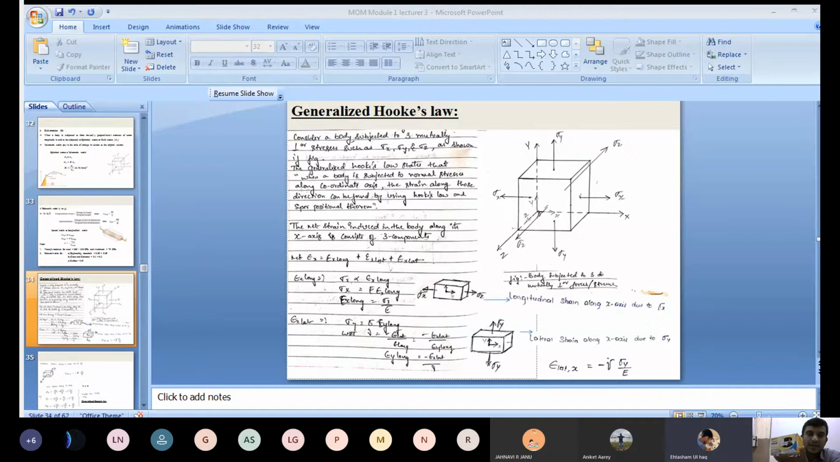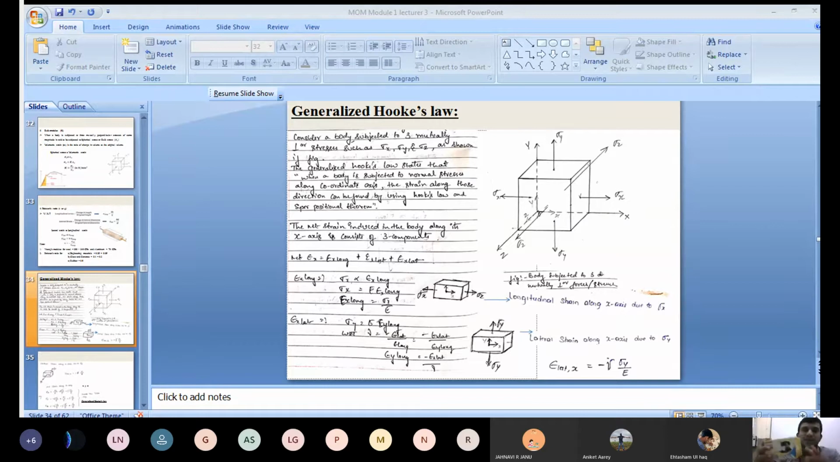Okay. Now assume it is a cube. It's actually a chalk piece box. Assume it is a cube of length A, width also A, and the height also A. The dimension of each side of the cube is A. The volume of the cube is A cube, right?